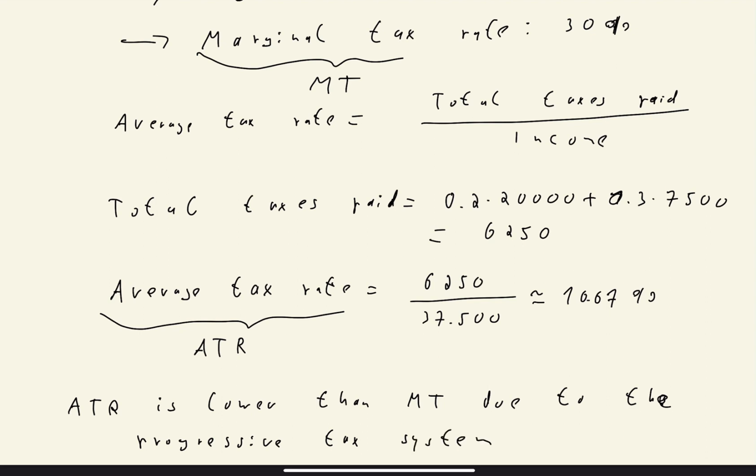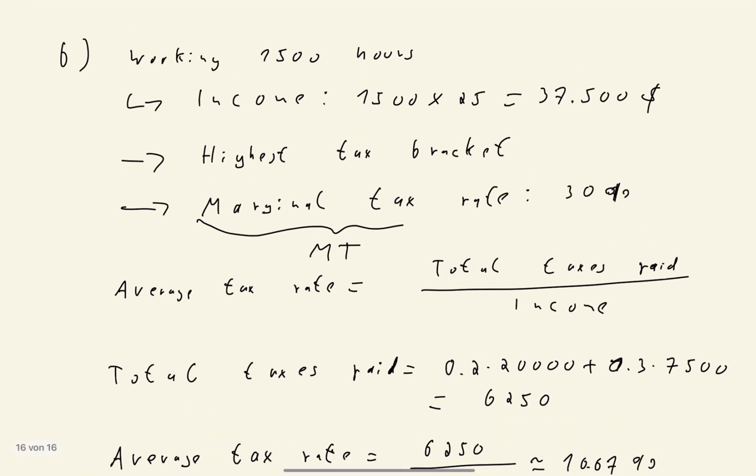Okay, so since the marginal tax rate is monotonically increasing in the gross income, it depends, of course, on which bracket you're landing in. If you're landing in the highest bracket, obviously the marginal tax rate will be higher than the average tax rate due to the progressive tax system. In a degressive tax system, it could be the other way around. This finishes sub-exercise B.